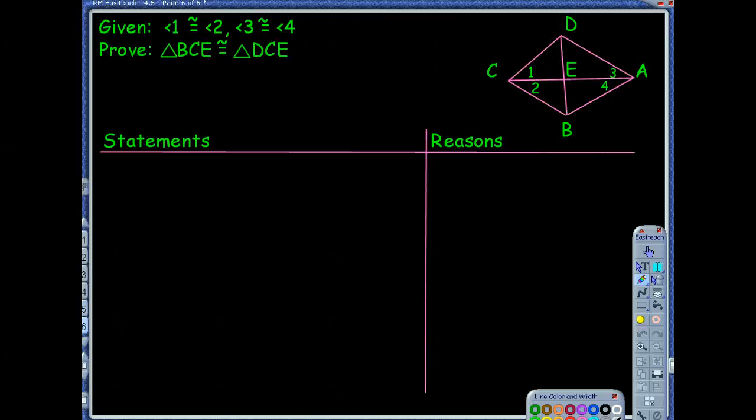All right, one more question. And this one, it's got some angles labeled with numbers. That kind of helps with naming. It does. I like that a little bit better. I do too. I wish they did that more often.